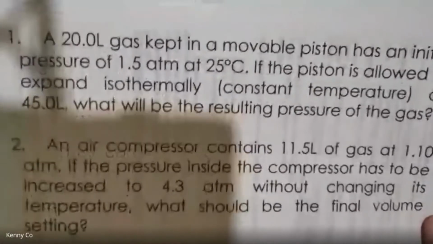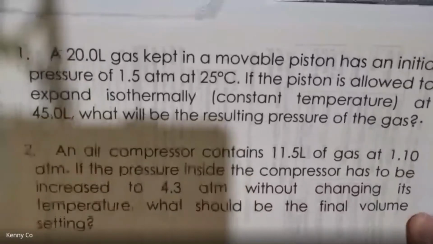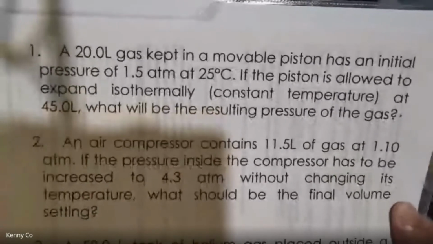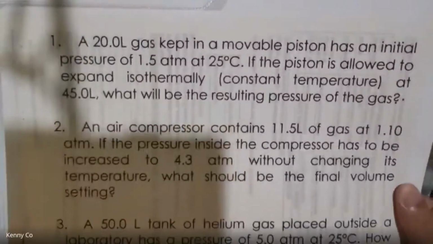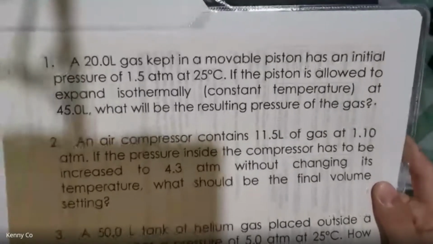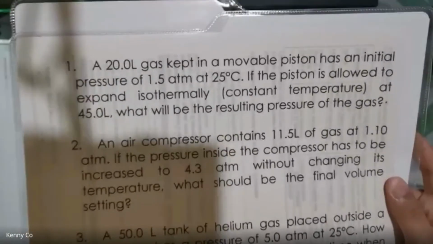So, bago tayo mag-start, ang laging una natin gagawin ay alamin natin kung ano yung mga given. So, what are the given in this question in number 1? Volume. Okay, dalawang volume natin. 20 liters tapos 45 liters. Alin dyan ang initial, alin dyan ang final? 20 liters initial, 45 final. So, V1 or initial volume is 20 liters. Ito yung bago pa magkaroon ng changes. V2 naman, yung 45 liters after the change daw.